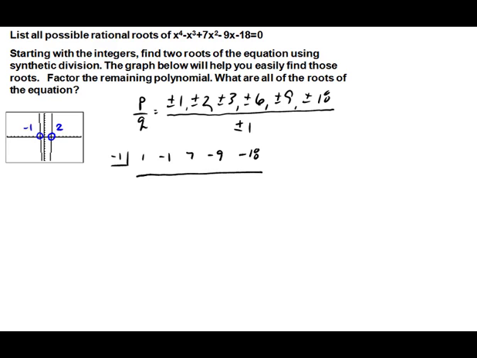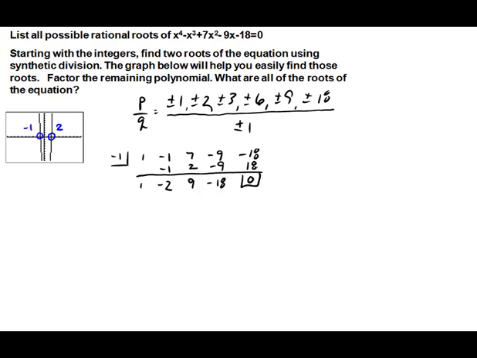And we'll synthetically divide. Drop the 1. Negative 1 times 1 is negative 1. If we add, we get negative 2. Negative 1 times negative 2 is 2. And then we add the column, we get 9. Negative 1 times 9 is negative 9, and we add the column, we get negative 18. And negative 1 times negative 18 is positive 18, and when we add the column, we get the remainder of 0, which is what we thought.